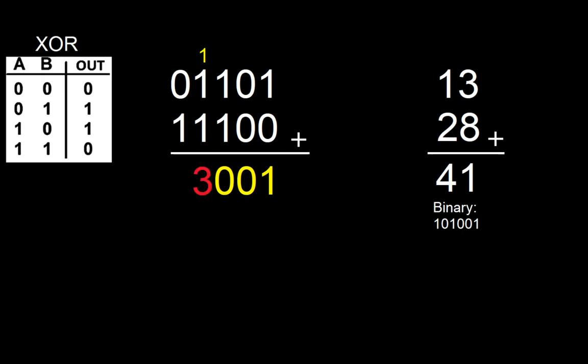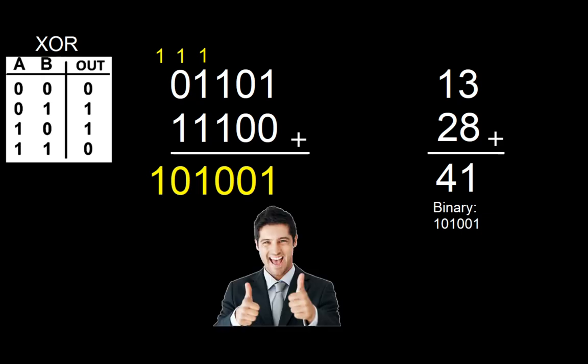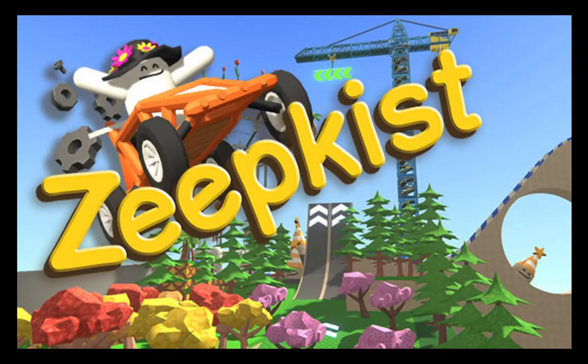Where we then have 1 plus 1 plus 1, which is equal to 3. Now 3 is equal to 2 plus 1, and since we can envision 2 as a 10, we can envision 3 as 10 plus 1. This is equal to 11, so we write down a 1 in the current column, and we use the other one as a carry, where we get 1 plus 1, which gives us a 0 in the current column, and a 1 as a carry. If we write down the 1, we get the binary number for 41. That's great! But how do we put this inside of Zeepkist?